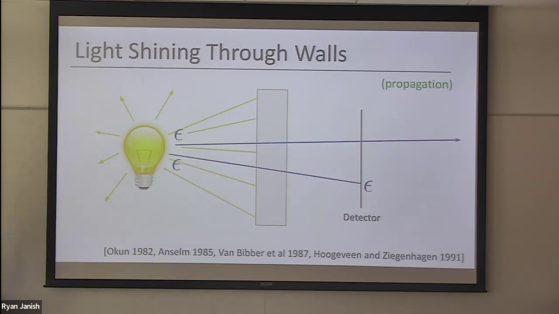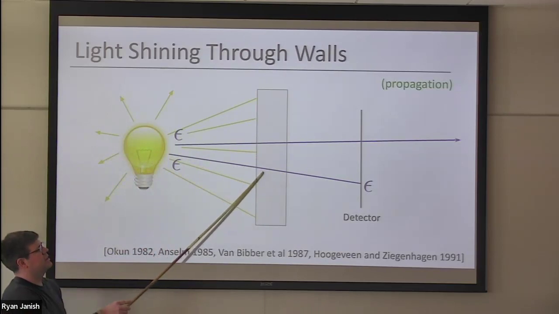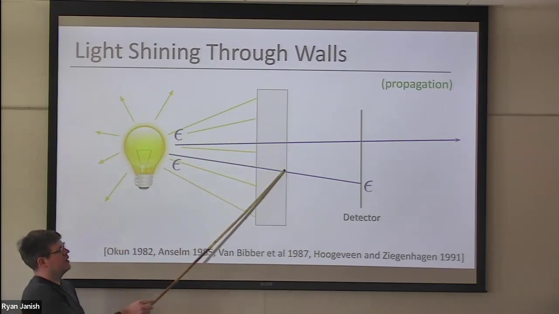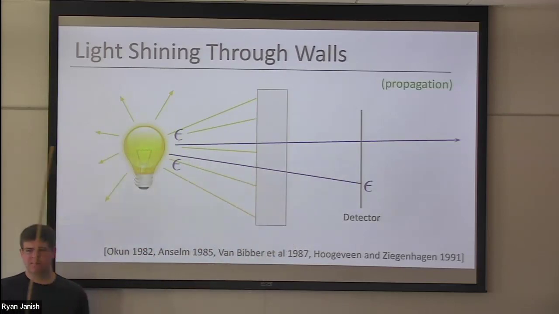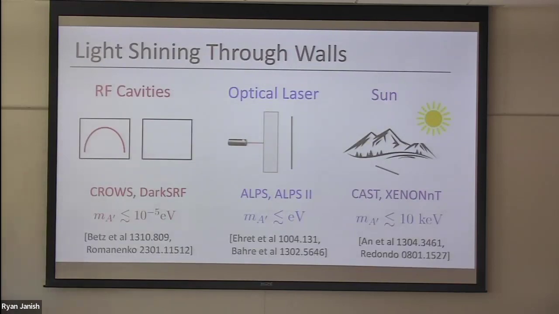We can also think about this in the propagation basis. In this picture, the electrons in your source directly couple to this hidden photon, so they can just produce it with some small probability. Then those hidden photons interact very weakly with the screen, so they're able to get through. And then with some small probability, they interact with your detector. So you have the same physics happening in both ways of thinking about it. So this is a good idea, and people are doing these experiments.